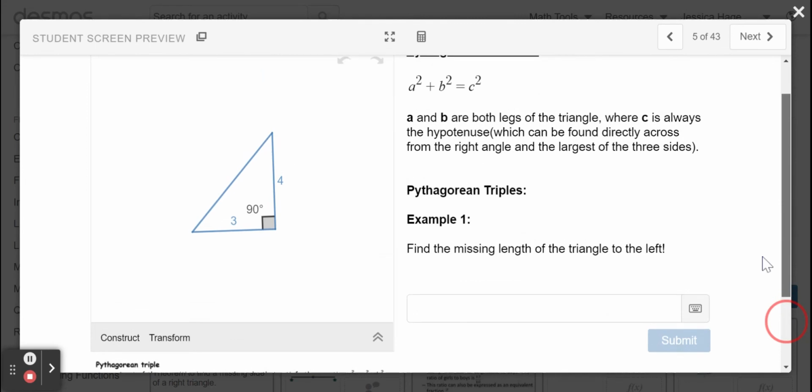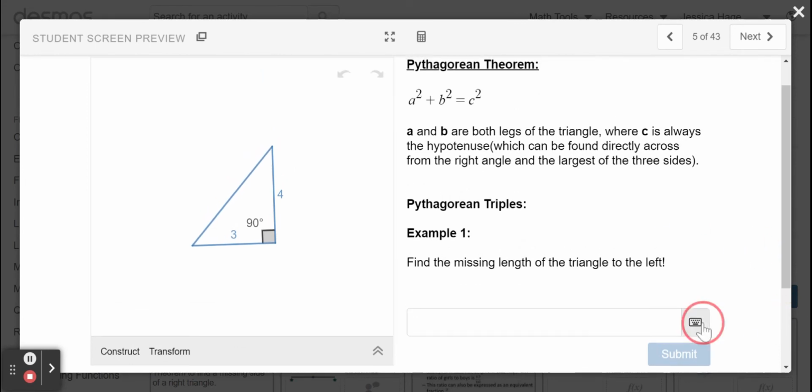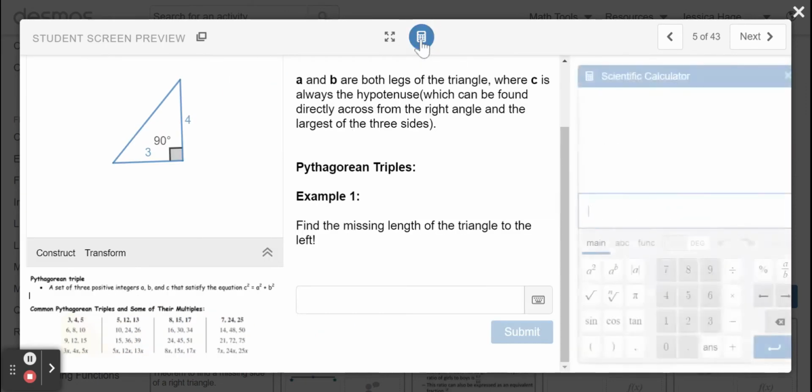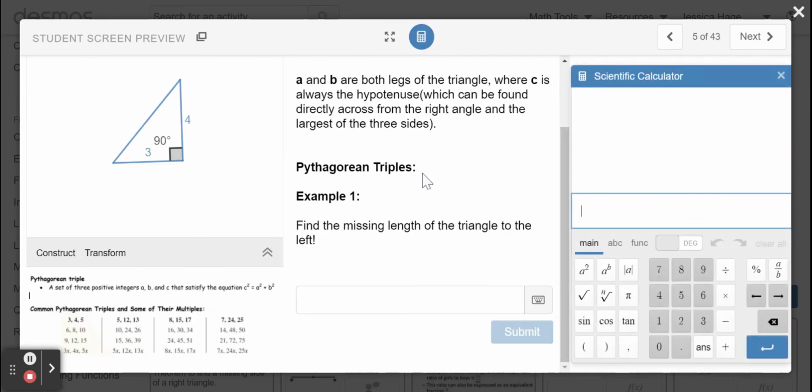So let's actually do the work. I want to show you these calculators. We have a keyboard calculator here, which is a math typewriter. We also have one up here at the top, the scientific calculator. You want to use these. You don't want to use Google.